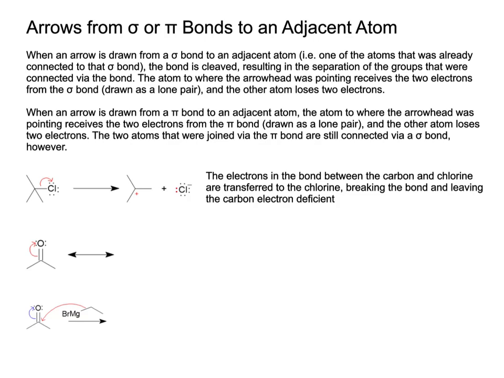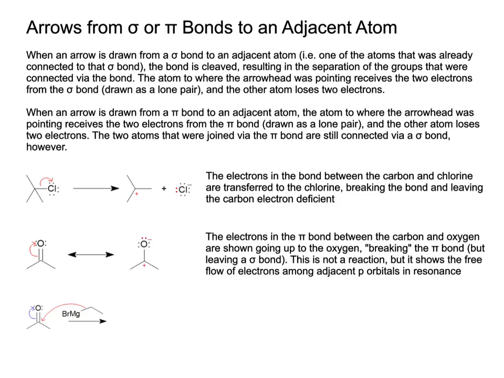When an arrow is drawn from a pi bond to an adjacent atom, the atom to where the arrowhead was pointing receives the 2 electrons from the pi bond, once again drawn as a lone pair, and the other atom loses 2 electrons. The 2 atoms that were joined via the pi bond are still connected via a sigma bond, however. Once again, our first example was covered a couple slides ago. So for the next 2, go ahead and pause the video, and then unpause it when you're ready to see the answer.